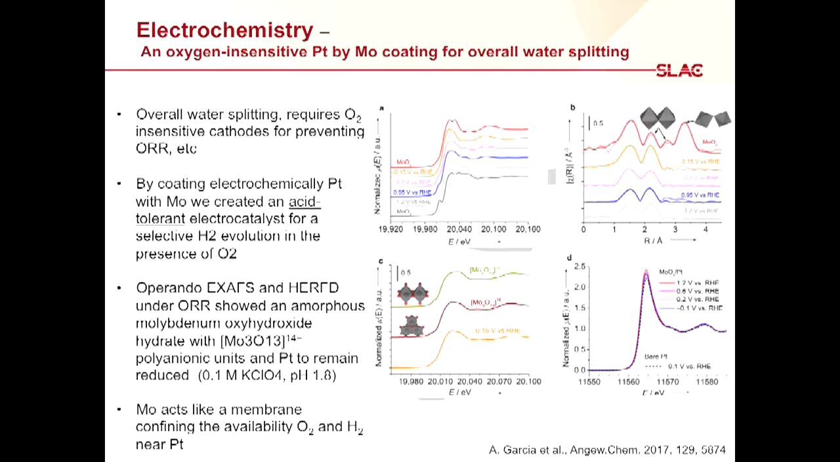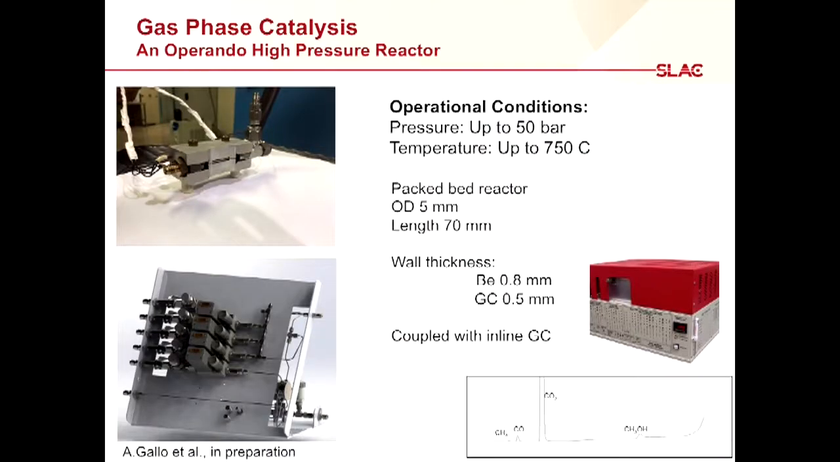And through some in situ measurements, we were able to detect the exact state of molybdenum and how it was trying to protect platinum in order to keep platinum reduced. And practically, we figured out that the molybdenum acts like a membrane that confines the availability of oxygen and hydrogen near the platinum electrode. In this way, it is preventing the ORR reaction in platinum electrocatalysis. Now I have a few minutes more, right?